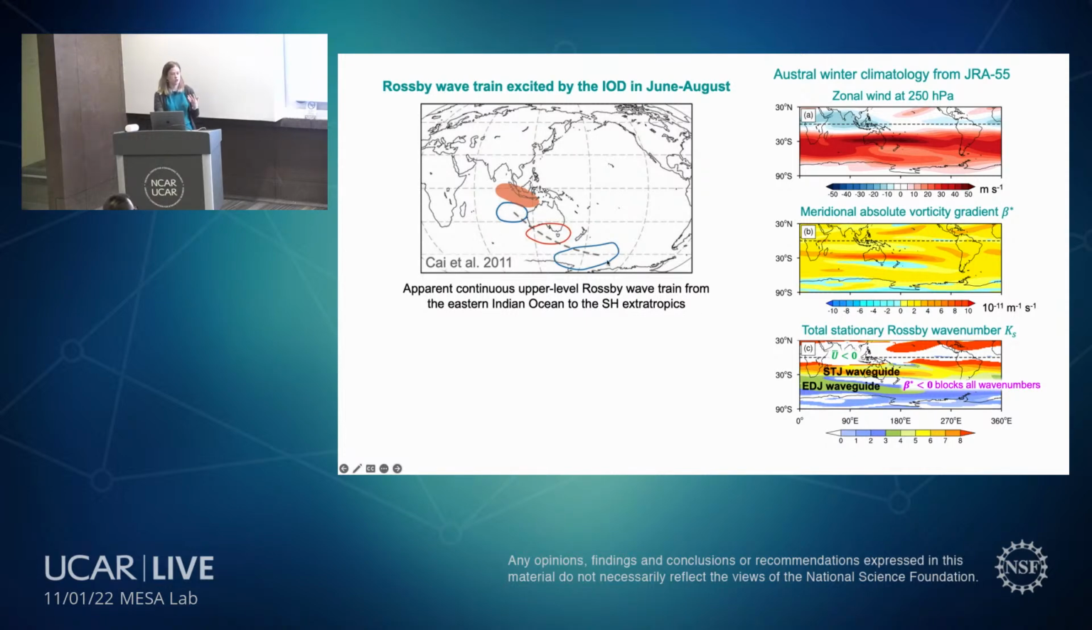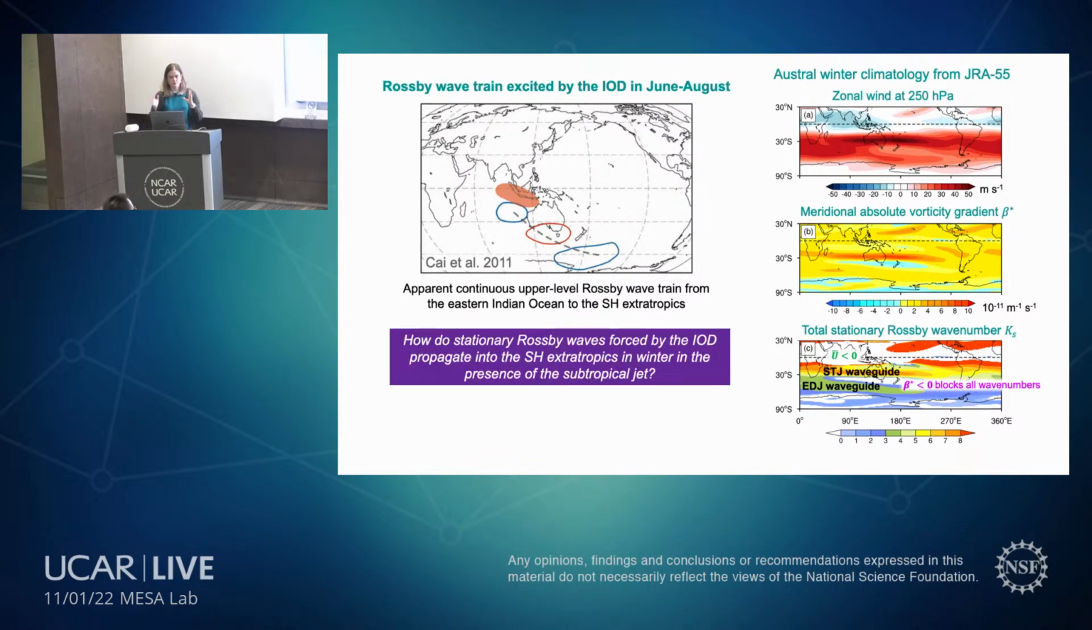What we see in the observations is this apparent continuous Rossby wave train from the Indian Ocean into the southern hemisphere extratropics. And so this disconnect between what linear Rossby wave theory predicts and what we actually see in the observations motivated us to understand how stationary Rossby waves forced by the IOD propagate into the southern hemisphere across this barrier that's provided by the subtropical jet.